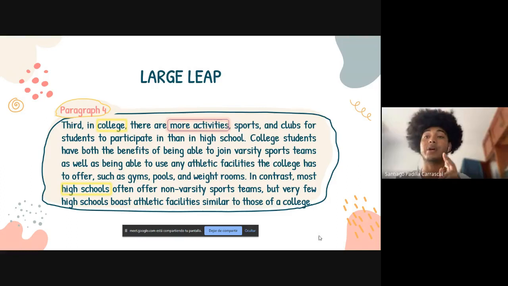Here we have already talked about the activities that the college has, and at the end of the paragraph, we can find, in contrast, most high schools often offer no varsity sport teams, and very few high schools have athletic facilities similar to those of a college. And here we have already talked about the two objects and the thing they have in common, that is the social environment. The next paragraph.